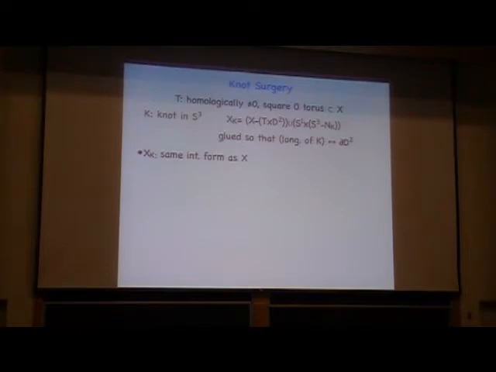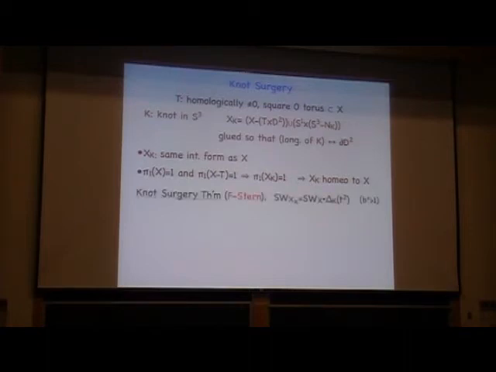And in fact, your intersection form will be the same as the original intersection form. And if you start with a simply connected manifold, and if the complement of your torus is simply connected, then in fact the manifold that results from this process will again be simply connected. So that means it'll be homeomorphic to the original manifold. And a theorem that I proved with Ron Stern is that this process changes the Seiberg-Witten invariant by multiplying by the Alexander polynomial of the knot used.